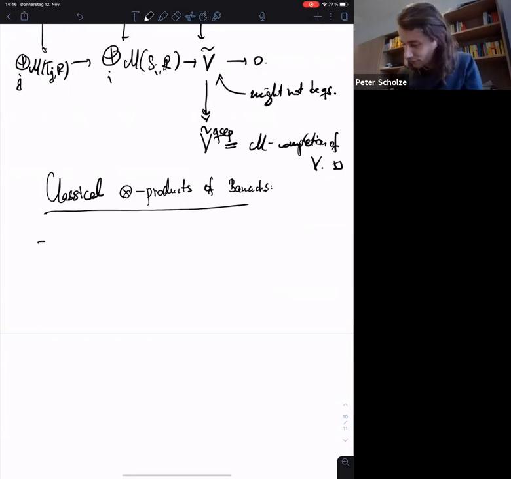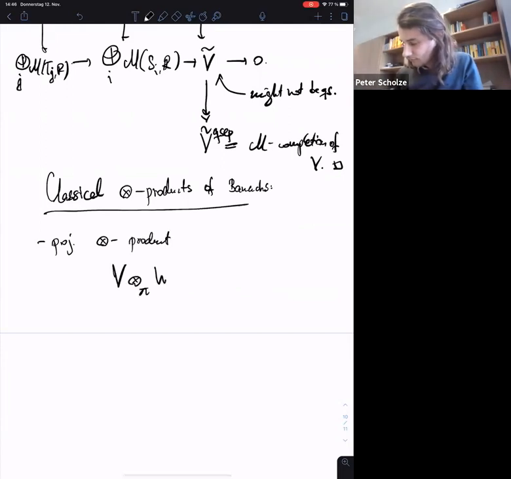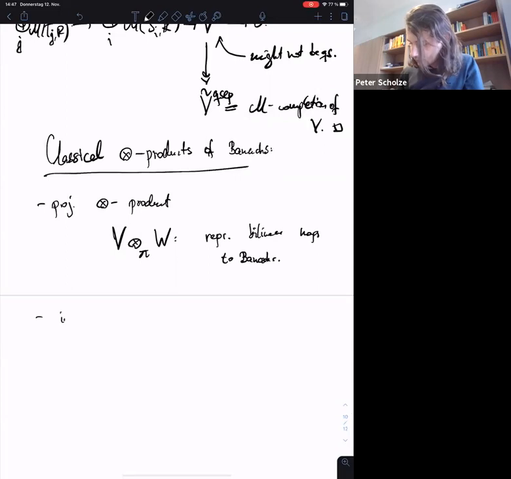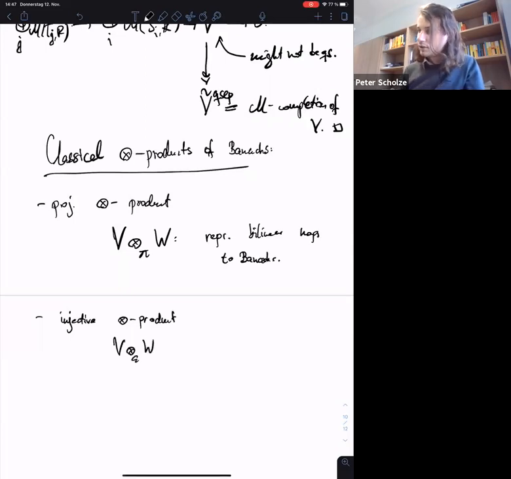So there is something called the projective tensor product, V tensor pi W. And this is what you think such a tensor product should do, namely it represents bilinear maps to Banachs. But then there's another one. It's called the injective tensor product. And this is actually slightly more subtle.